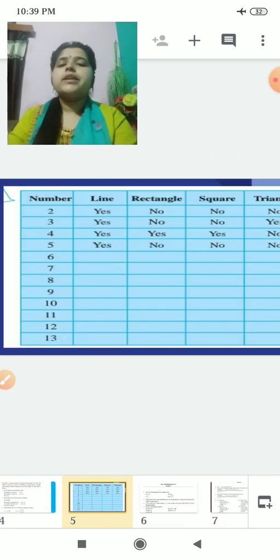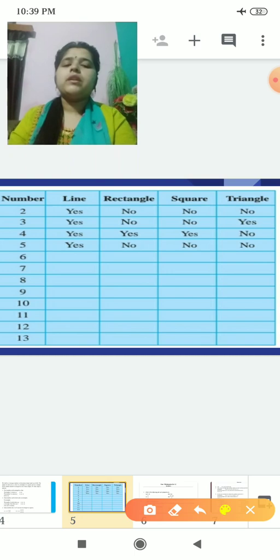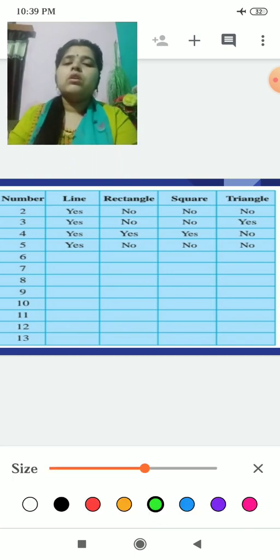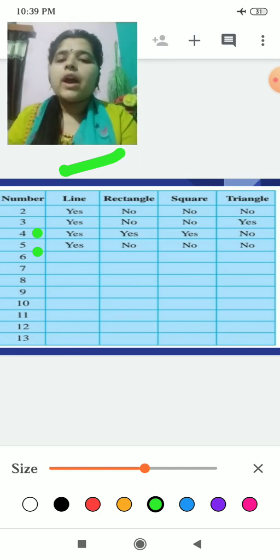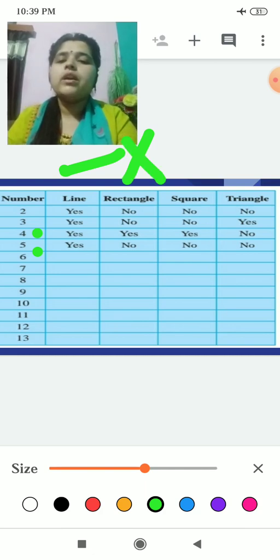Here is the table. As we can see in the table, 2 can have the shape of a line, 3 can also have the shape of a line, 4 can also have the shape of a line, 5 can also have the shape of a line. 2 cannot have the shape of a rectangle. 2 cannot have any of the shape. Okay. 3 cannot have the shape of a rectangle.